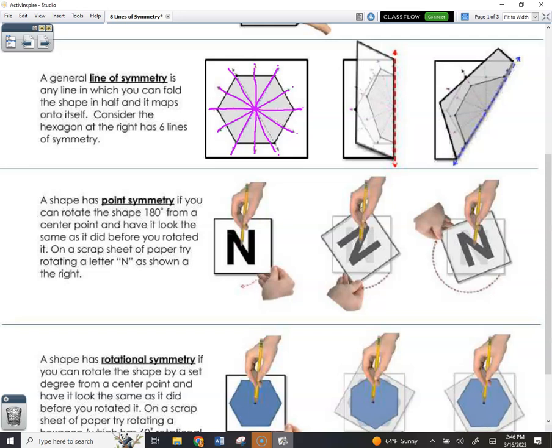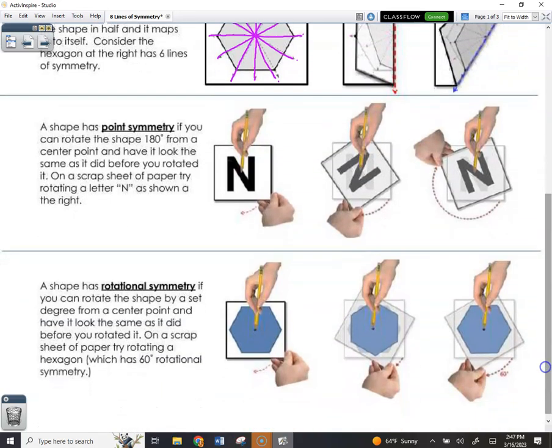Can you tell me why do you think there are 6 lines of symmetry? There's 6 sides. Whoa. There's a pattern to that, a correlation. It does have to be what's called a regular shape, meaning all the sides are equal. But if all the sides are equal, then the number of sides is your shortcut answer to how many lines of symmetry it has.